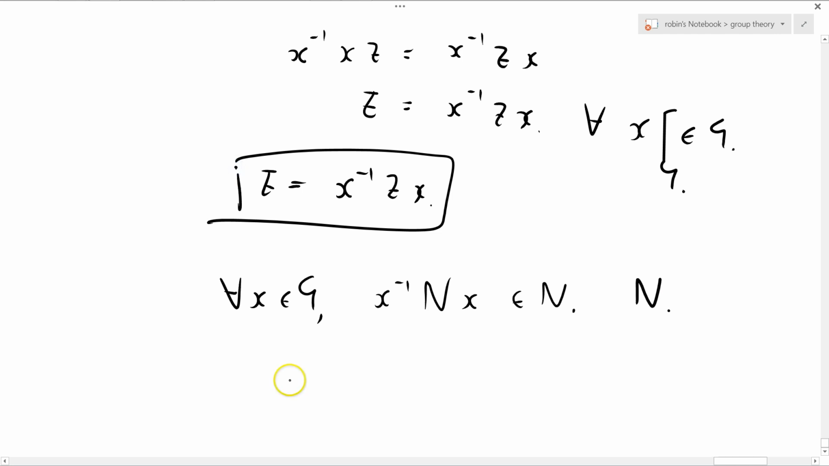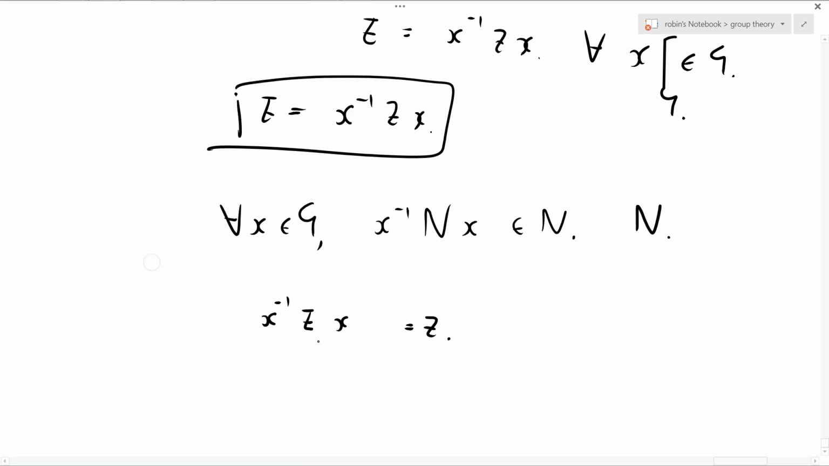Well, of course it is, because if I've got an element z, I can ask what x to the minus 1 zx is, and that's just equal to z. So if I get an element of the centre and conjugate it with any element at all of the group, I just get back to itself. I'm not even shuffling around the elements of the cosets. I'm getting back to itself. So of course it's a member of N. QED. So that's quite nice.